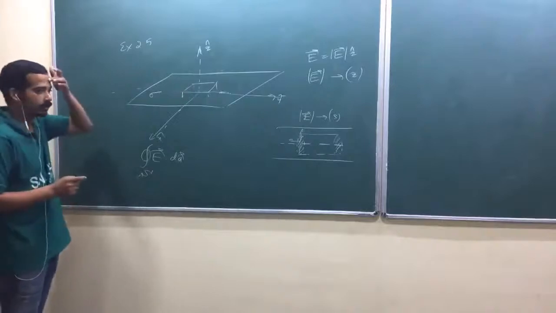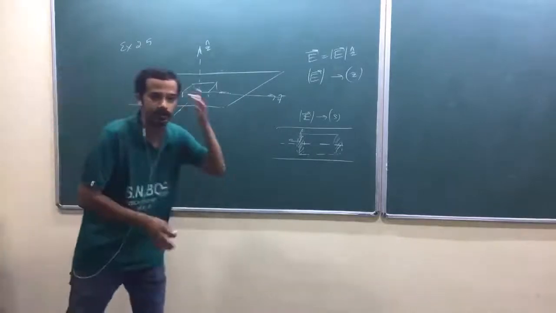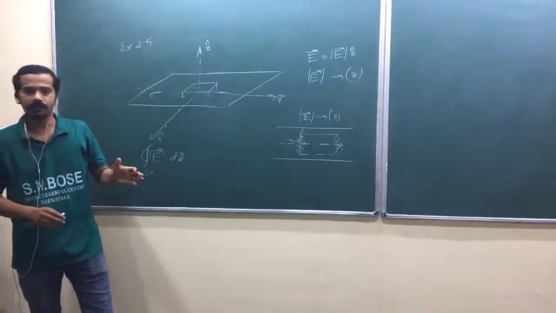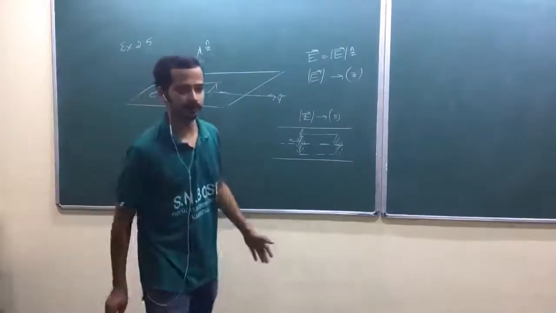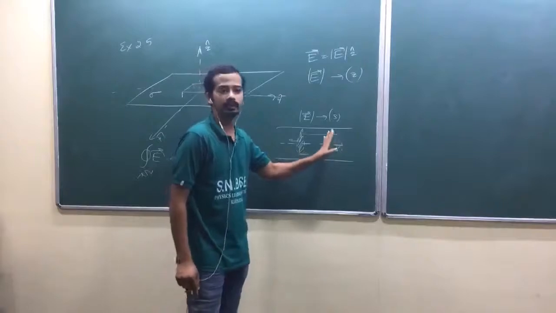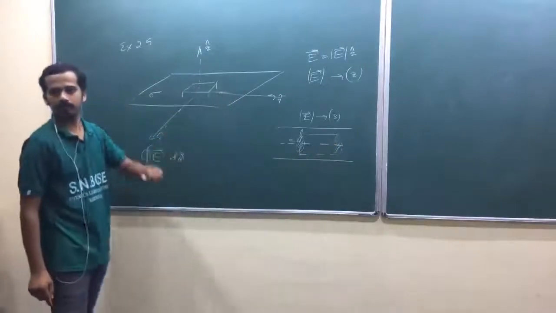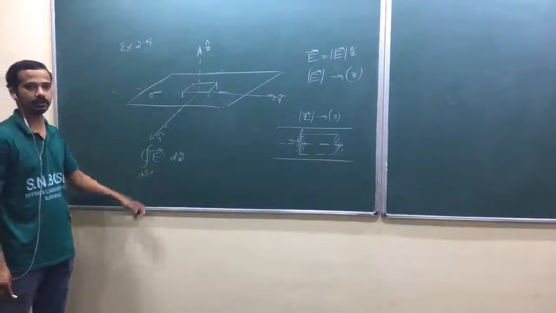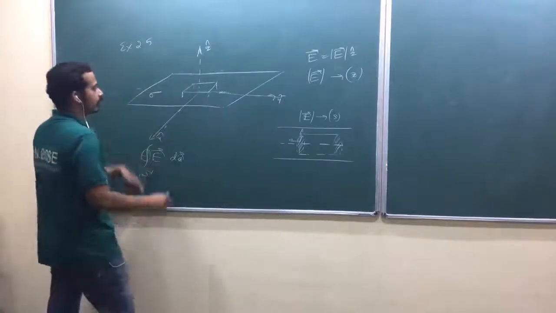What was the statement I have made? You have to take the Gaussian surface in such a way that electric field should be constant throughout the Gaussian surface. Am I right? Now it is not here, but it will not contribute any flux. It will not contribute any surface integral. That's why we were safe. Now again, same thing will happen here.